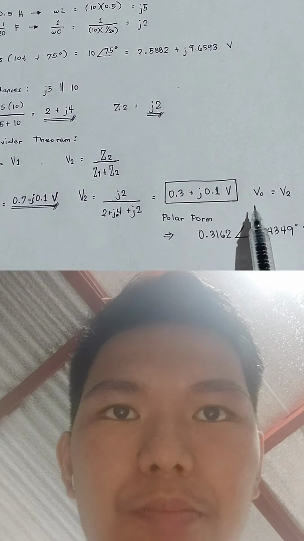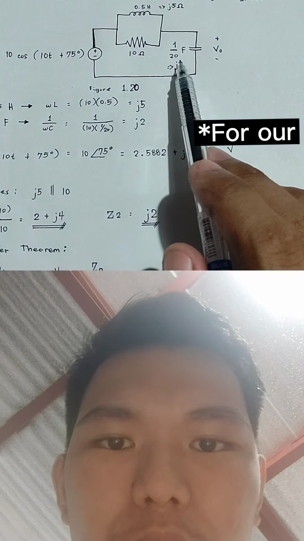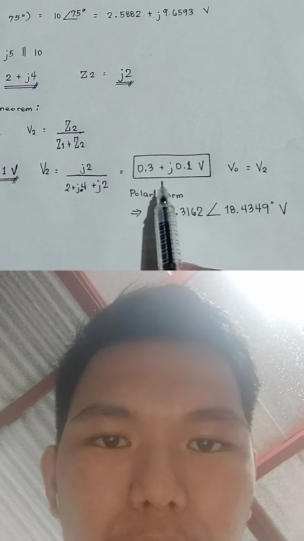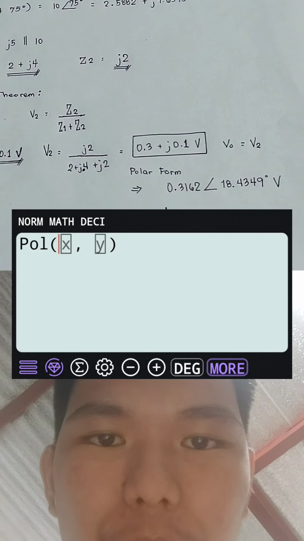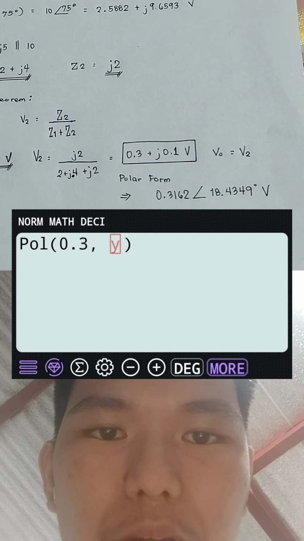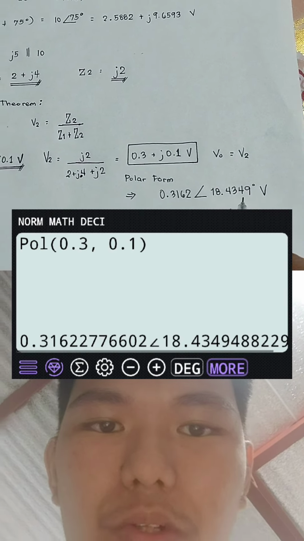For this problem, VO is equal to our V sub 2. The answer is 0.3 plus J0.1 volts, or in polar form 0.3162 angle 18.4349 degrees volts.